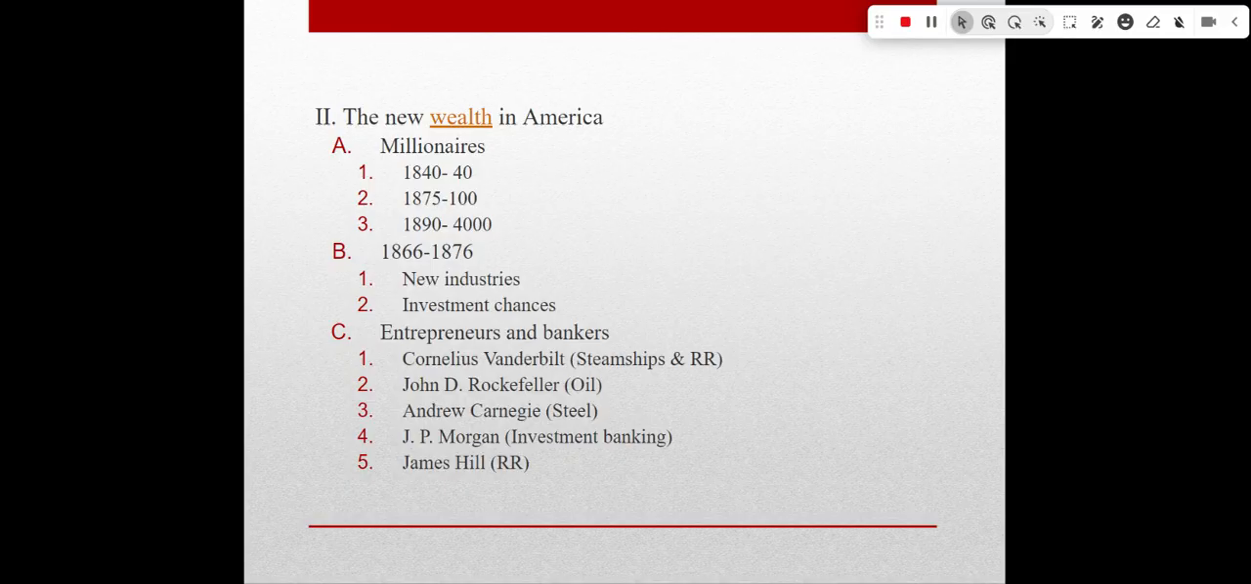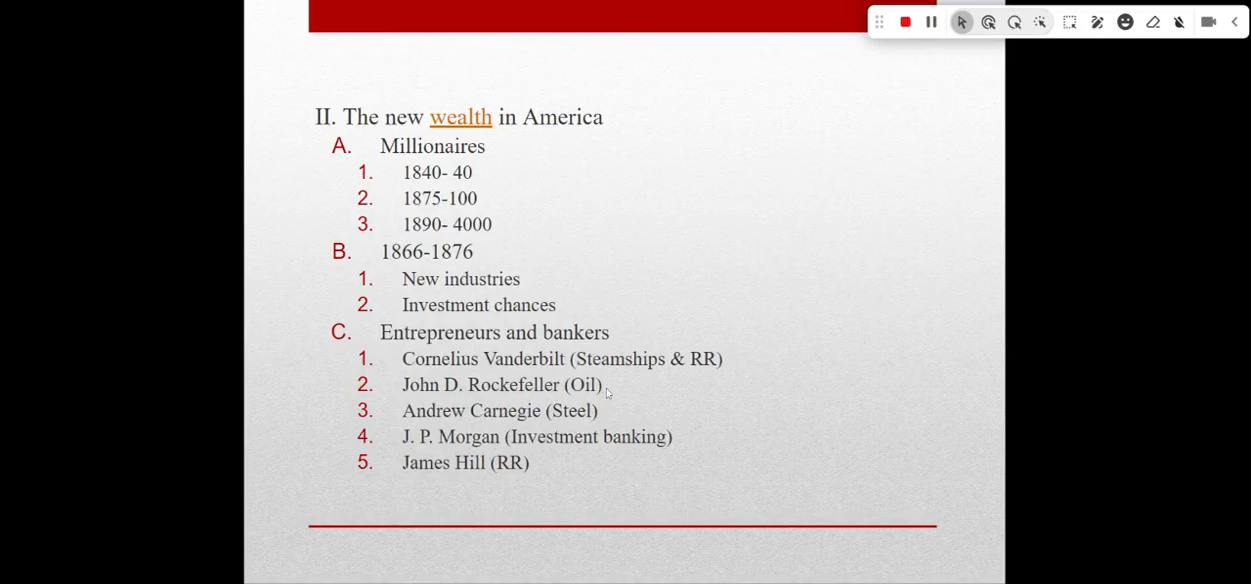The millionaire who kind of transitions between the old millionaire class of America and the new millionaire class was Cornelius Vanderbilt, who made his money in transportation, specifically in steamships and railroads. He is the transitional millionaire from the old style money to the new style money. He is the first American to be worth $100 million.